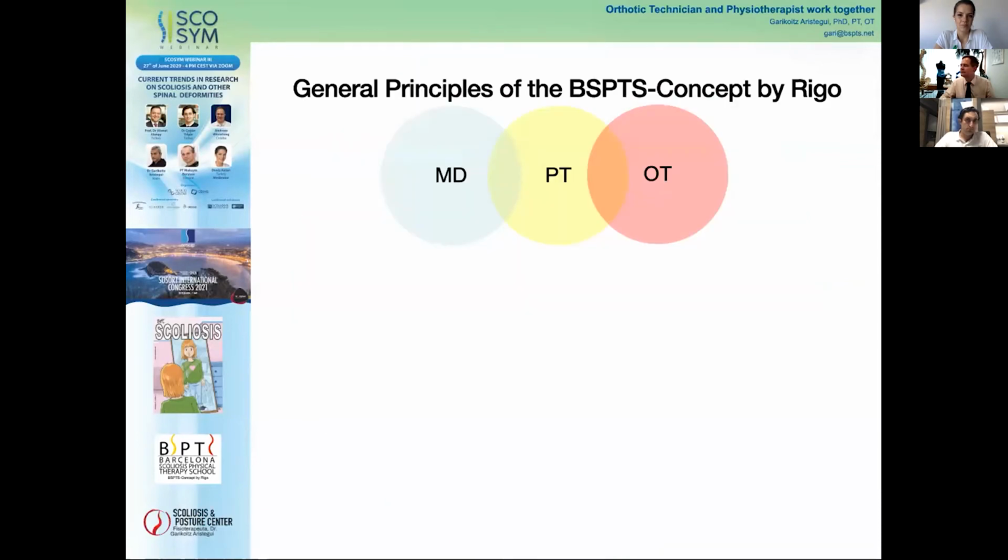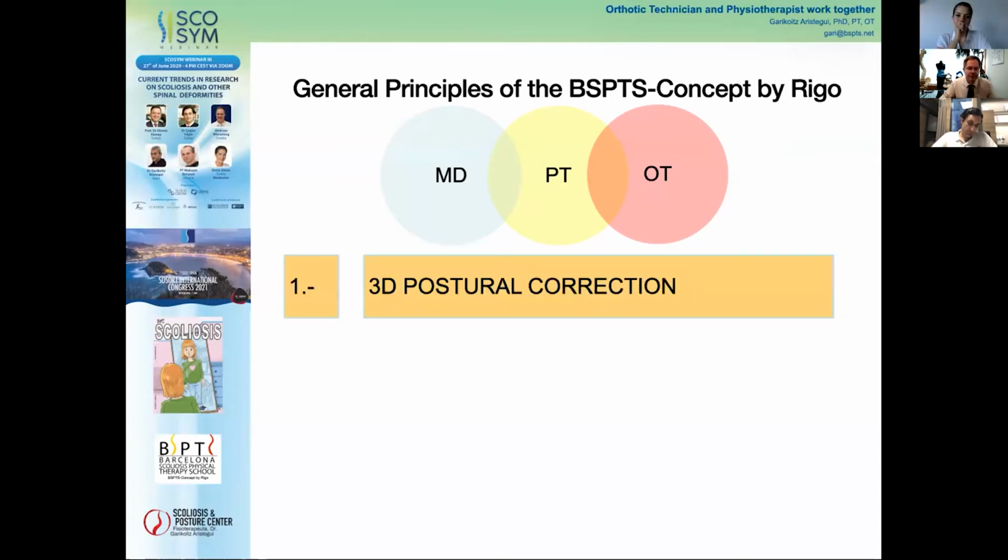When we are speaking about the general principles of the BSPTS concept by Rigaud, one of the most important things is the 3-dimensional correction. And I repeat again, I am not speaking now as a physiotherapist. I'm speaking as a health professional, and I would like to put all of the knowledge that we have together.